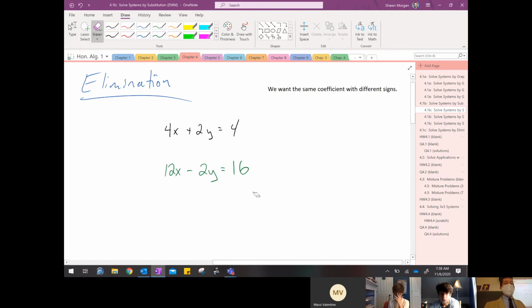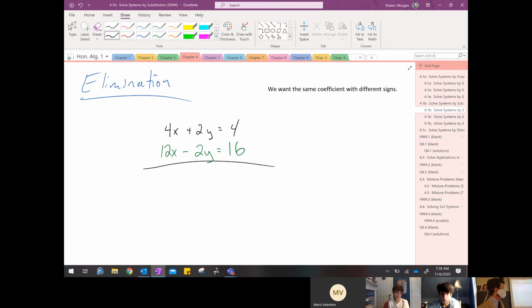I have now produced a new second equation that has my y terms lined up, ready to go. Do I have the same coefficient with different signs now? Yes, I do. All I had to do was multiply one of the equations by a constant, left side, right side, and now it's set up good. Once you have that, all you have to do is tally up. This is why they call it the linear combination method.